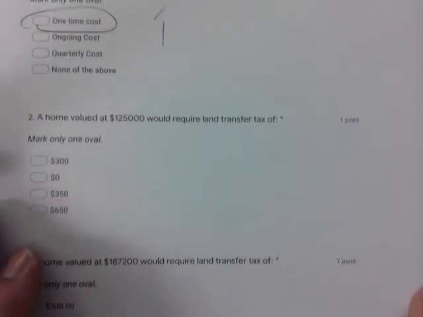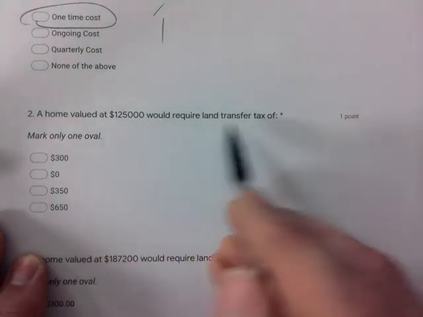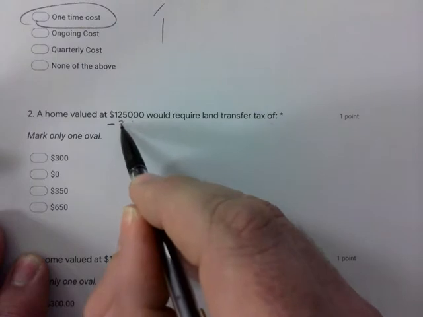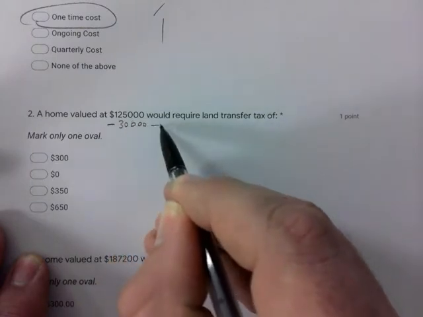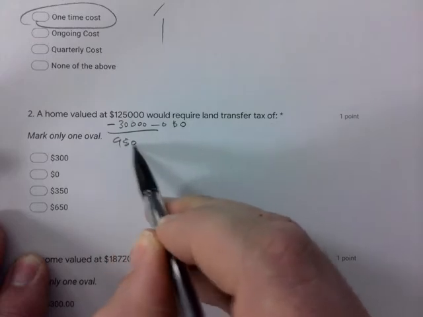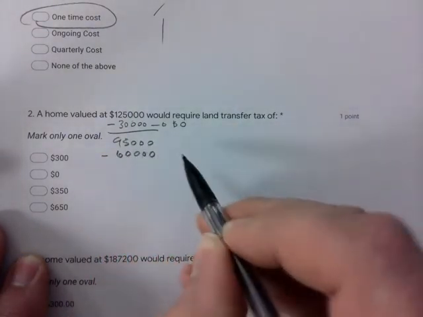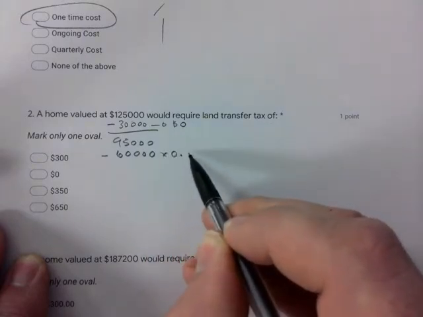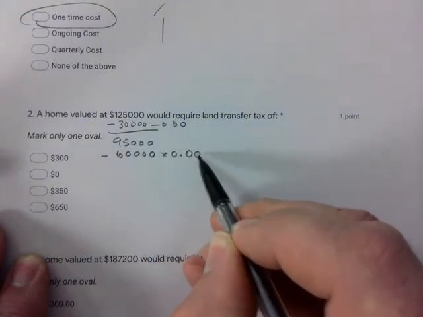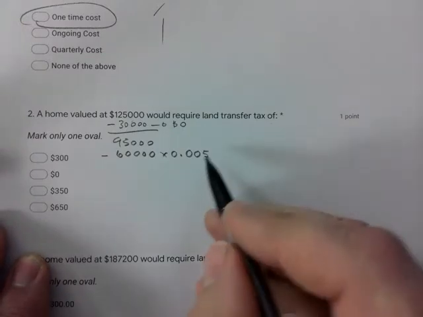All right. Home value 125,000 would require a land transfer tax of, and I just go right ahead and do this. On the first 30,000, you don't pay anything. That gives you 95,000 left. I can keep subtracting, right? The next 60,000, you pay 0.005, okay? 0.5% divided by 100 gives you 0.005.